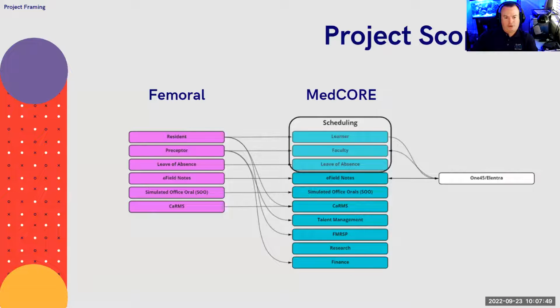For those that were here in some of the earlier meetings, we showed you our project scope, which was taking the six-ish femoral modules and augmenting those modules under MedCORE, and then adding a scheduling functionality and an improved reporting suite, with the potential to integrate with 145/Elantra, whatever that gets rolled out, and then adding in research, FMRSP, finance, and talent management.